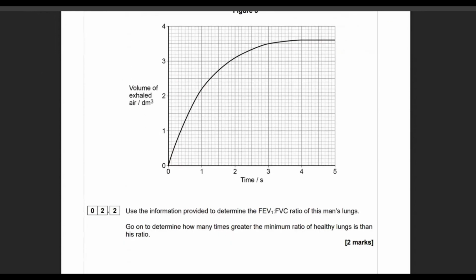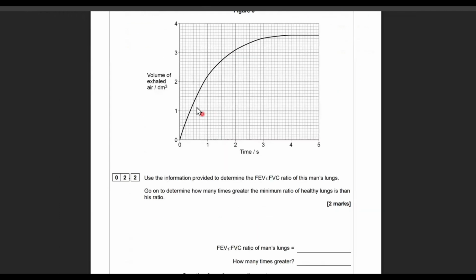So we've got time along the bottom and then volume of air in decimeters cubed up the side. So we can see over time it was increasing. Okay, use the information provided to determine the FEV1 to FVC ratio of this man's lungs. Go on to determine how many times greater the minimum ratio of healthy lungs is than this ratio. So the first step here for 1 mark, and it's one of those biology hard maths questions, is to determine his FEV1 to FVC ratio.